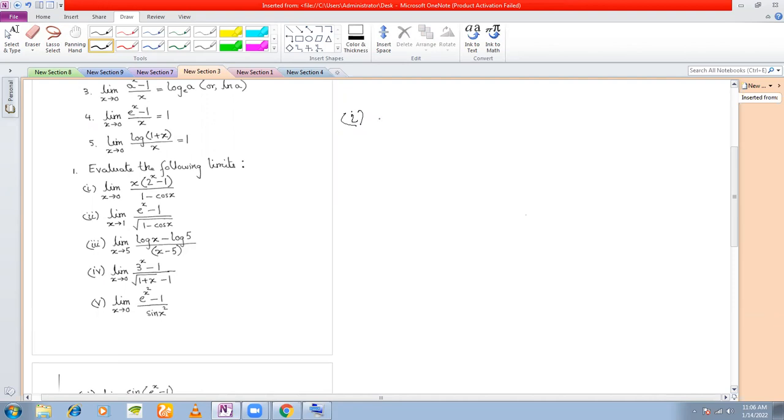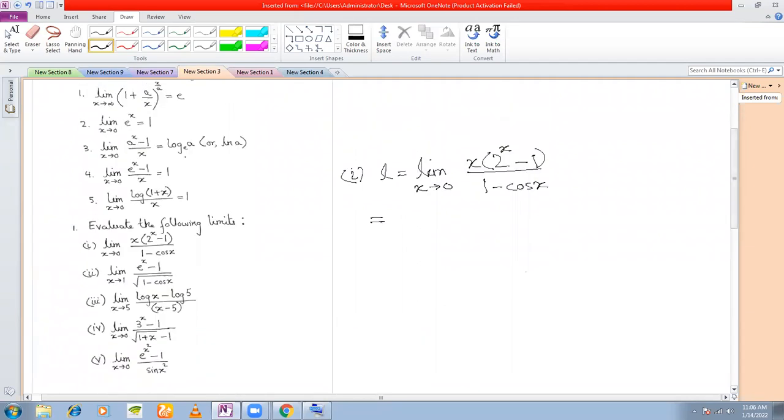Number 1. Limit x tends to 0, x into 2 to the power of x minus 1 by 1 minus cos x. Now see here, you have a to the power of x minus 1 here, right? And what is the standard limit for a to the power of x minus 1? This, number 3. You want to bring it to this form. You also have a trigonometric function in the denominator, 1 minus cos x.